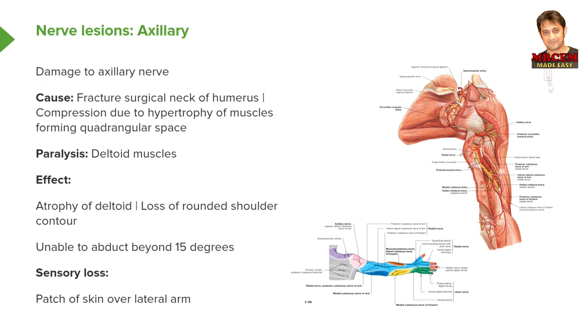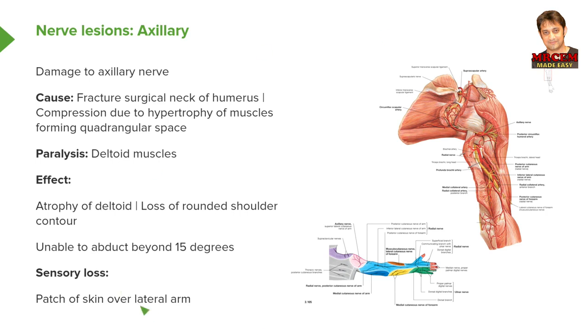You'll have paralysis of the deltoid muscle. Paralysis leads to atrophy of the muscle, and this can lead to loss of the rounded shoulder contour as you lose the muscle mass. Now, deltoid is involved in abducting the arm, but it abducts it after the first 15 degrees. So the first part of abduction is carried out by supraspinatus, and that starts the abduction, does the first 15 degrees, and then the deltoid muscle carries on. So the individual will only be able to abduct their arm due to supraspinatus by 15 degrees.